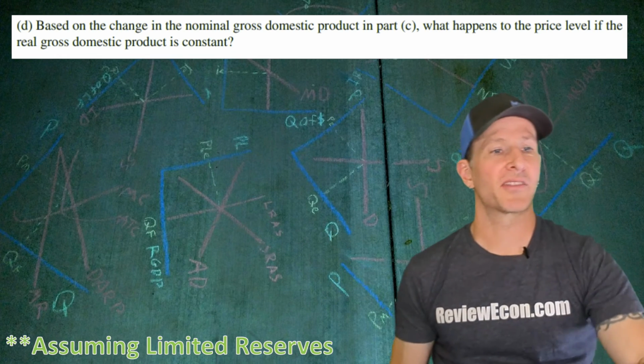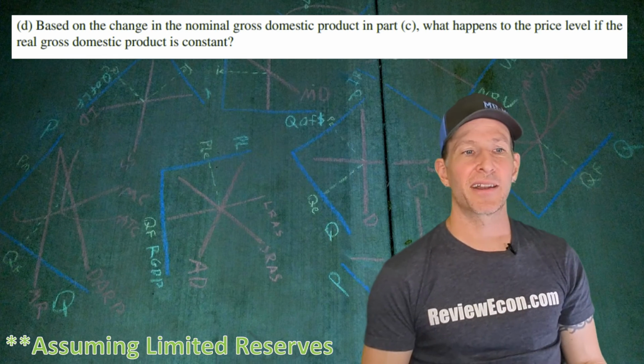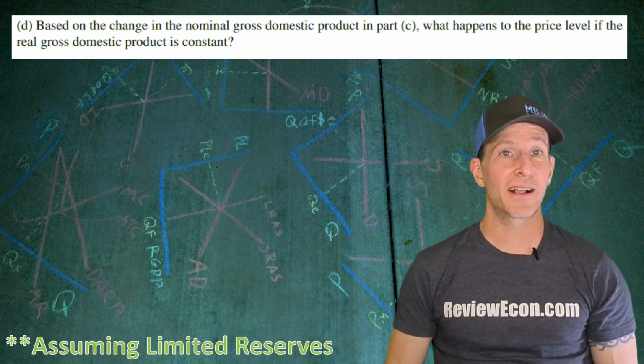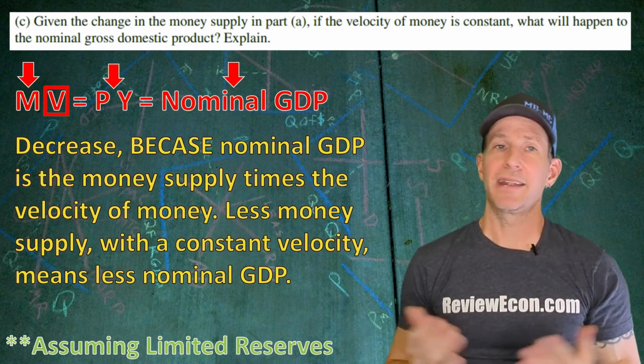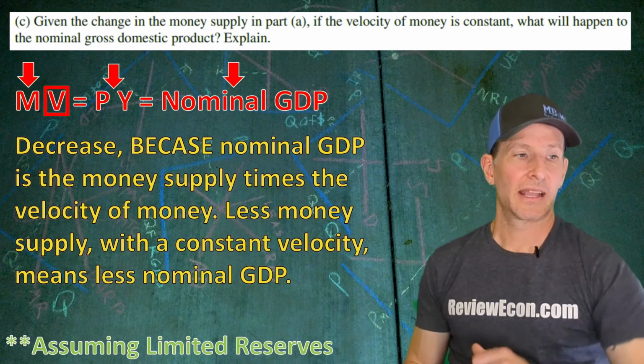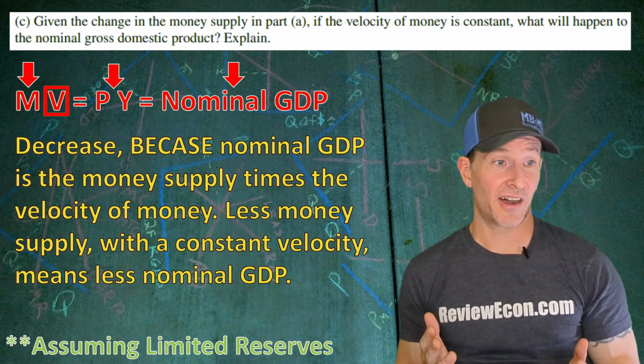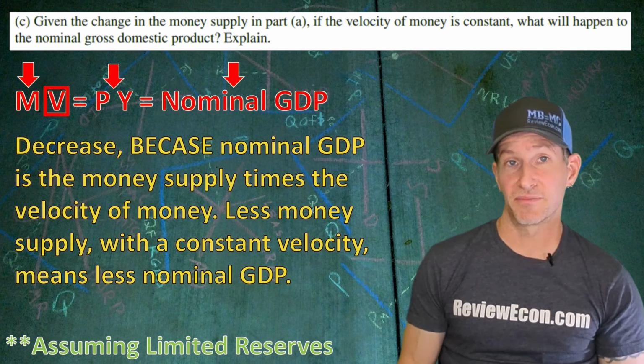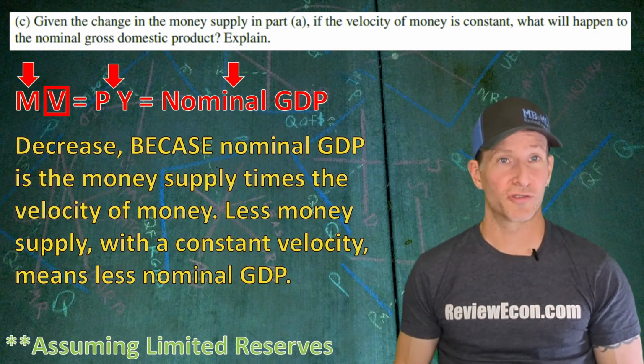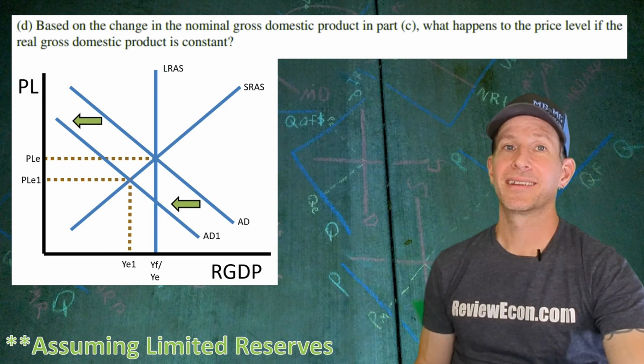For part D, based on the nominal GDP change we just identified in part C, we have to say what will happen to the price level if real GDP is constant. Getting back to our monetary equation of exchange, if we see that Y is also going to be constant now, then the price level must fall in order for the equation to hold true. And so that means the answer here is decrease.